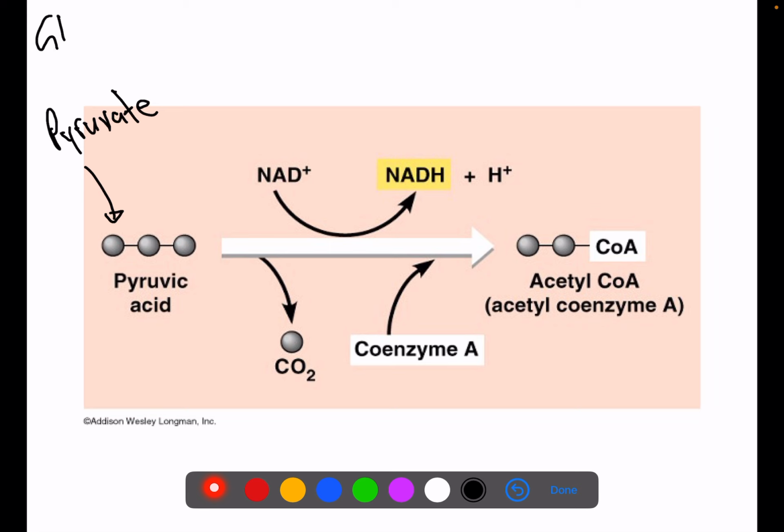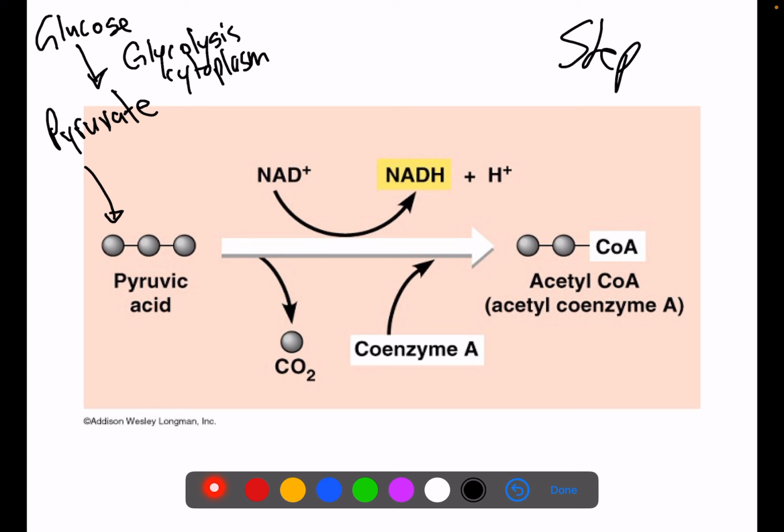We turn glucose into pyruvate using glycolysis. And remember, this happened in the cytoplasm. As soon as sugar comes into a cell, we're breaking it down. But it turns out that to go to the second step, step 2, the Krebs cycle, you need to convert pyruvate into something that the Krebs cycle recognizes.